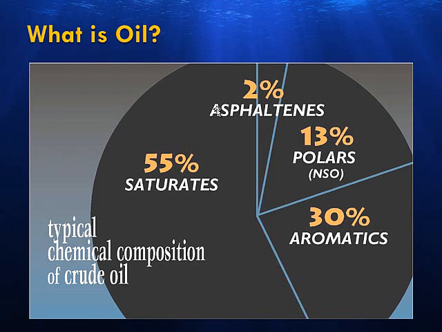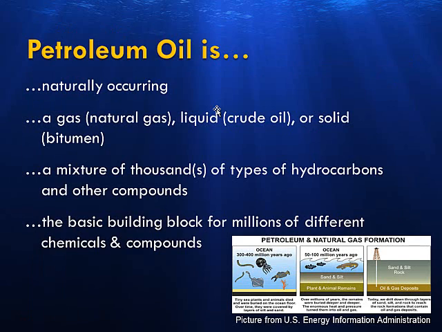Oil has a bunch of different stuff in it. We'll move on. Oil, as I said, is naturally occurring. It's based on degraded biological material that's been deposited millennia ago and got crushed and has changed chemically over time. It can be in gas, liquid, or solid forms.